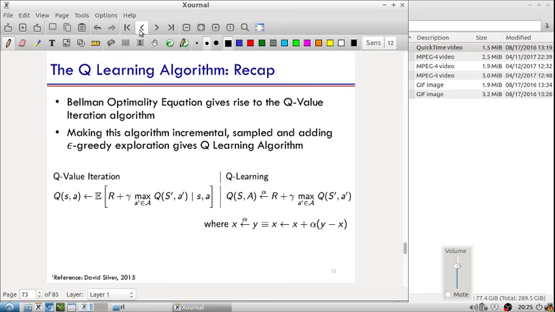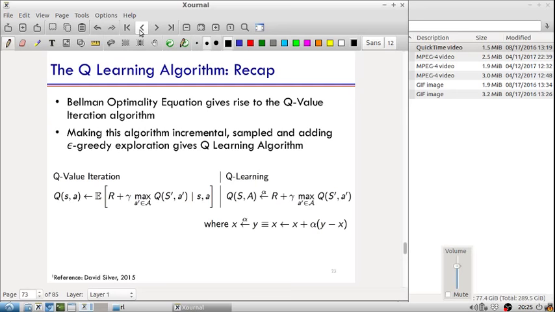And what Q learning essentially does is make this algorithm incremental. It just means I don't have this expectation anymore. It just has to be one sample. I can only apply one action, and I get one next state and one reward back. Incremental just means one step, in the sense that I only care about S prime, the next state. Sample means I only take one action, so I see one path instead of an expectation, and we add this epsilon greedy aspect to the problem.